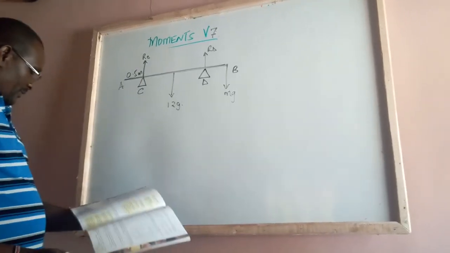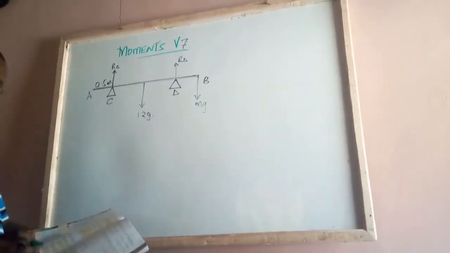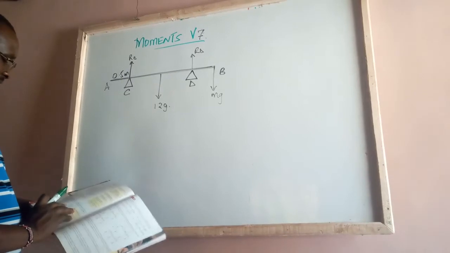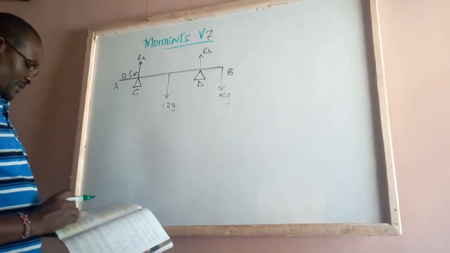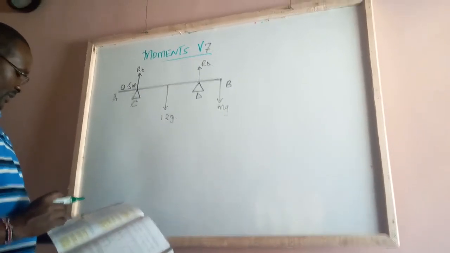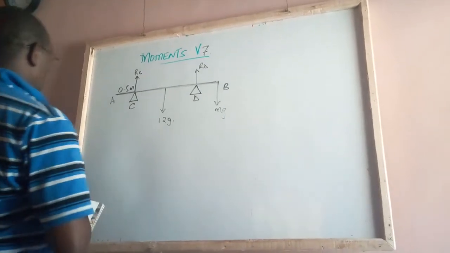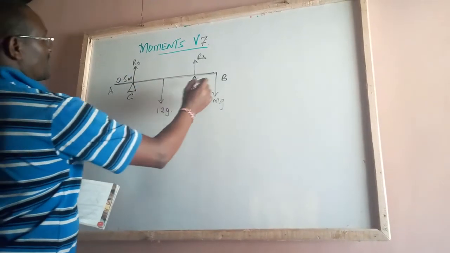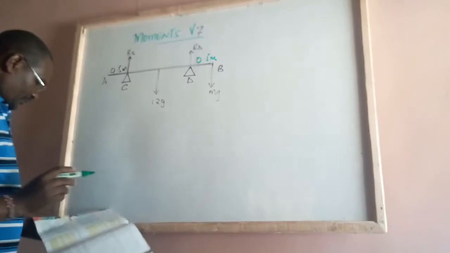Example 9 on page 124. A uniform rod AB of length 4 meters and mass 12 kg is resting in a horizontal position on supports at C and D, with AC equal to DB, and each one of them equal to 0.5. AC equals DB equals 0.5 meters.